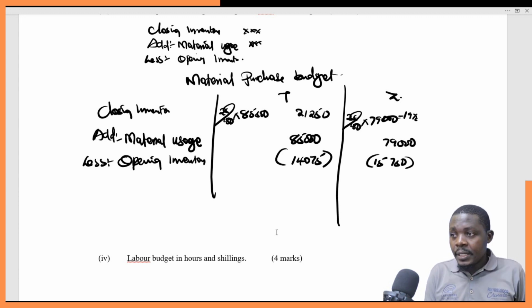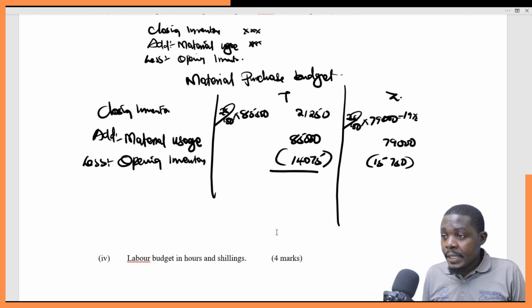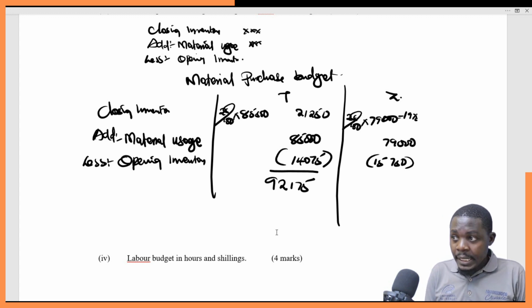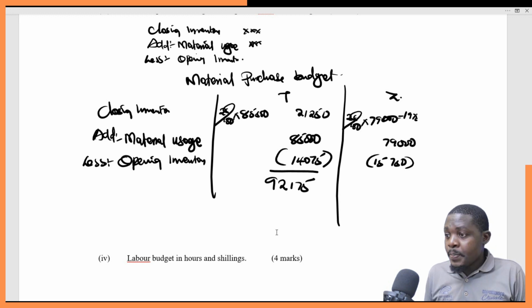What you get if you do that, you have 21,250 plus 85,000 minus 14,075. Here we get 92,175. Then we have 25% multiplied by 79,000. That was 19,750 plus 79,000 minus 15,750. Here we get 83,000.